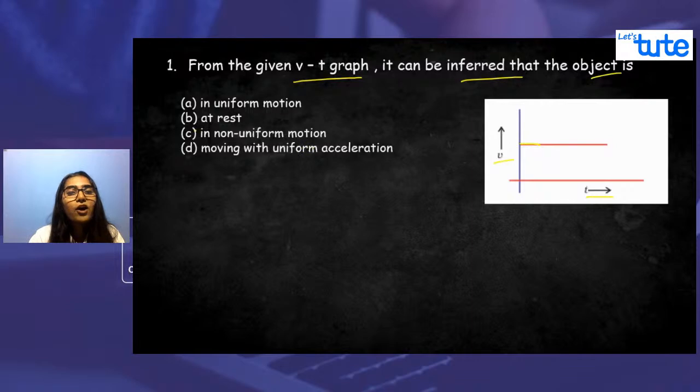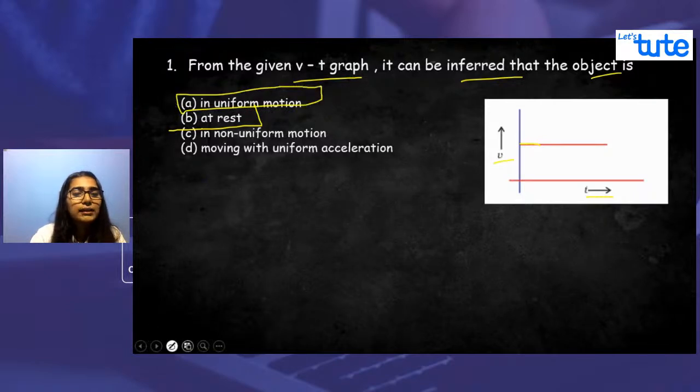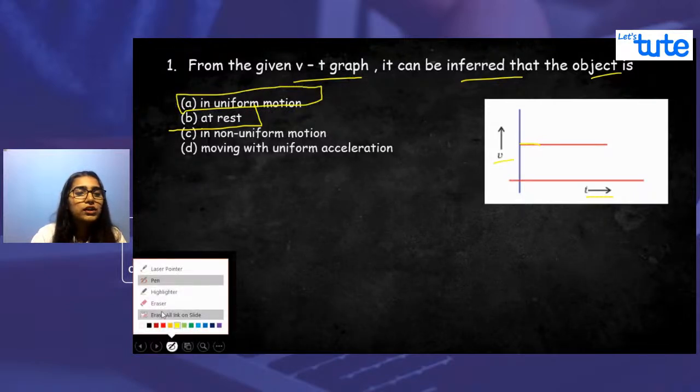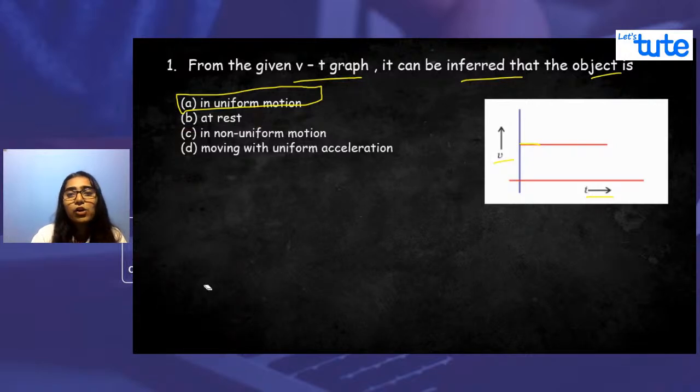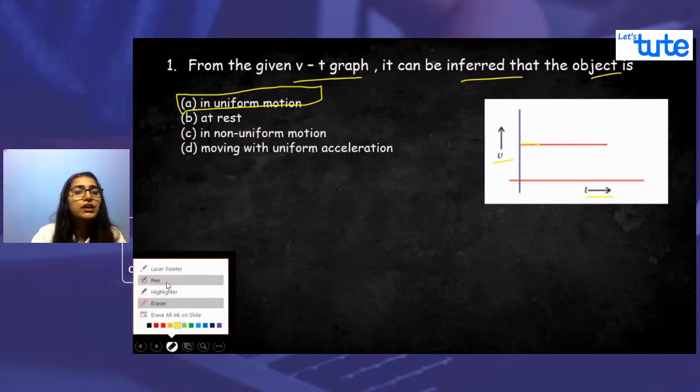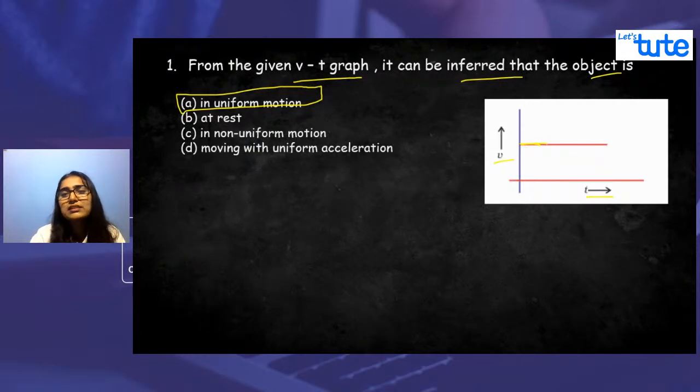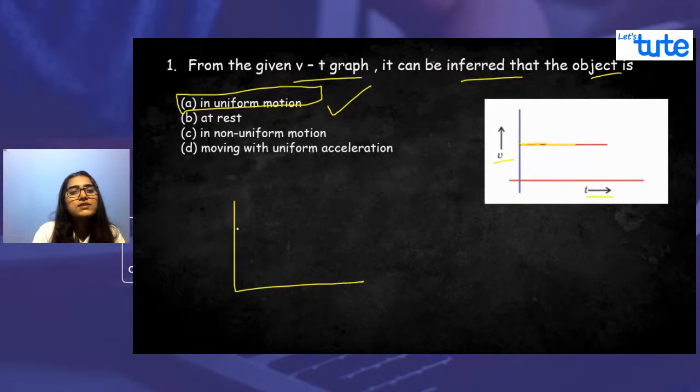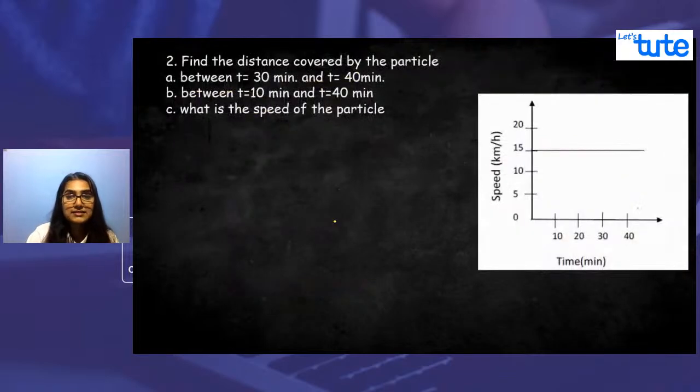Well, the body is in uniform motion. Why uniform motion? The body is in uniform motion because look at the velocity. The velocity is not changing. That is, the body is covering equal distance in equal intervals of time. So the answer is A. Because for a body moving with constant velocity, you're going to get a flat graph parallel to the x-axis.